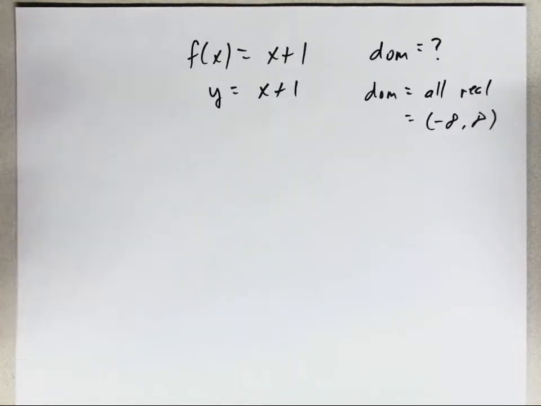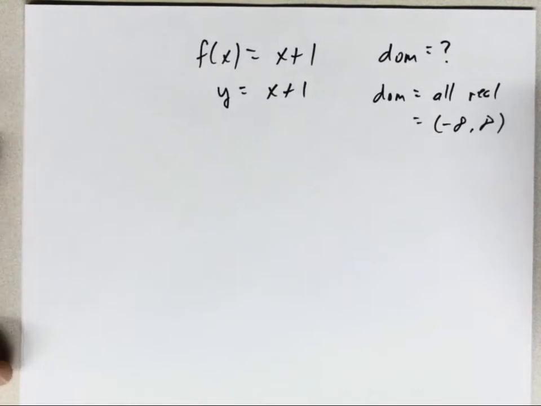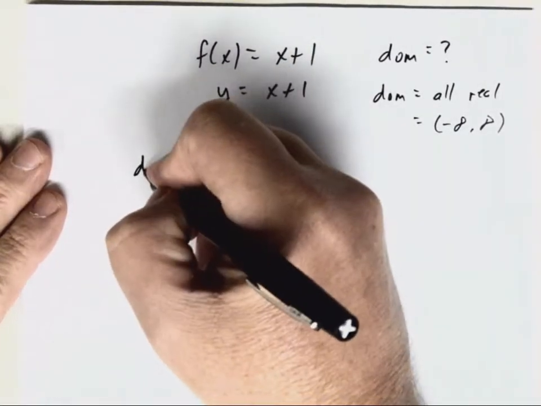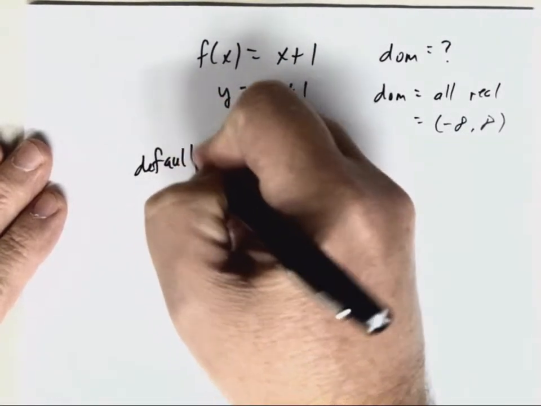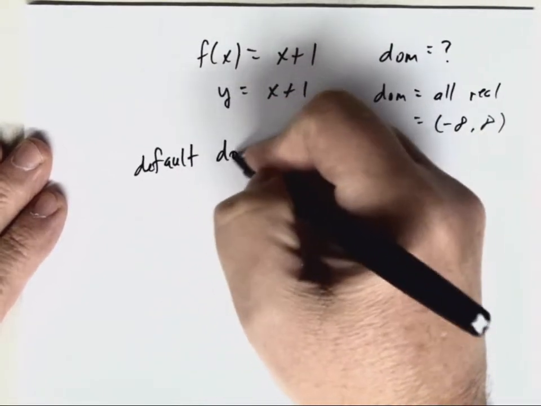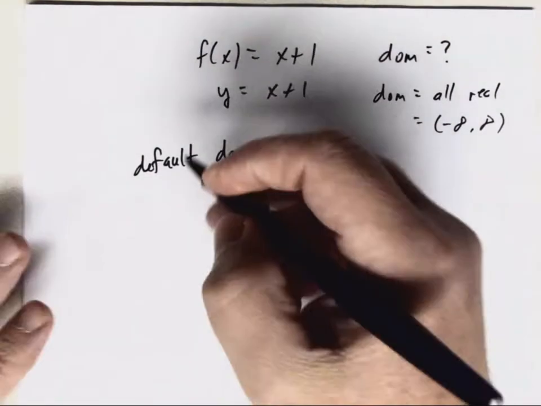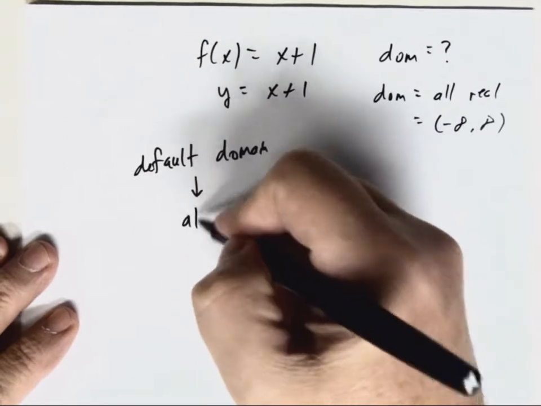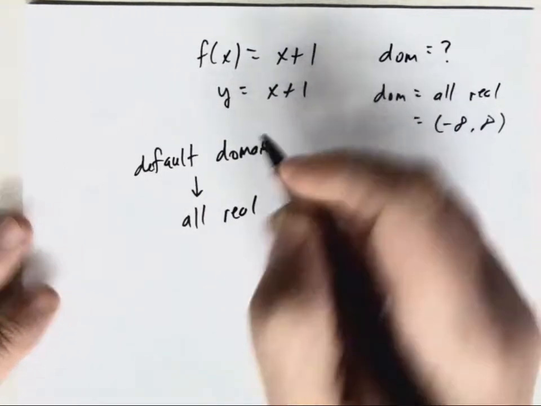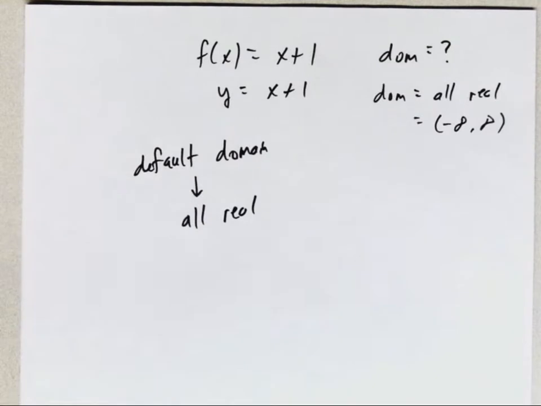So here's what I like to do when I'm asked to find the domain of a function. Before I even look at the equation very closely, I use what I call my default domain, my starting point. It may change, but when I first have a function or equation, my assumption at first glance is that it's going to be all real. And a lot of times it is, but not every time. But that's where I'm going to start. I'm going to assume it's all real.